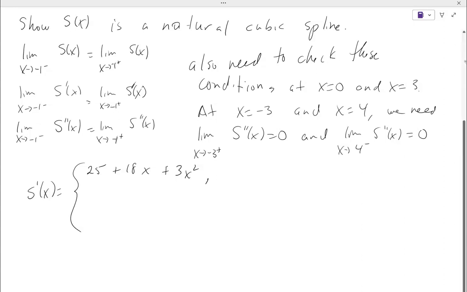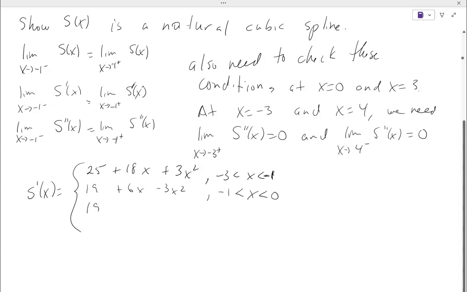And technically here, I need to check endpoints, right? I don't know that this necessarily works at the endpoints yet, so I'll leave off the equal sign. That's what we need to check, correct? Okay, what about the next one? Let me make sure I do this one correctly this time. 19 plus 6x minus 3x squared. And that was from negative 1 to 0.